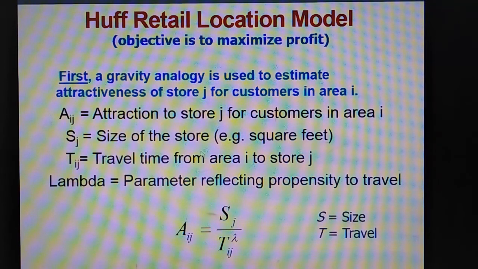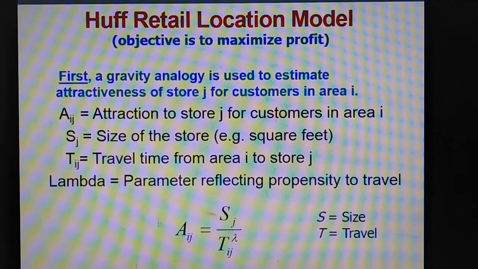So the formula, the attractiveness of your new supermarket is basically determined by A, which is the attraction to store J for a customer in area I, the size of your store, for example, measured by how big it is in square feet, and how much travel time it takes from within the area to go to store J, and lambda, which shows the measurement of how difficult or how easy it is in area I to travel to store J.